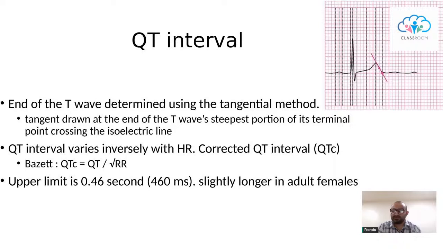The QT interval is important, especially in the context of neurocritical care, and I'll come to that in my subsequent slides. The way to measure it is by drawing a tangent across the T wave steepest portion at the terminal point, and the point where it crosses the isoelectric line is the terminal part of the QT interval. QT interval varies with heart rate, and therefore it has to be corrected for heart rate. The most common formula is Bazett's formula. And the upper limit, depending on which book you read, is 0.46 seconds and slightly longer in adult females.